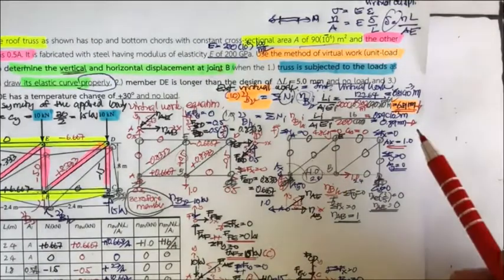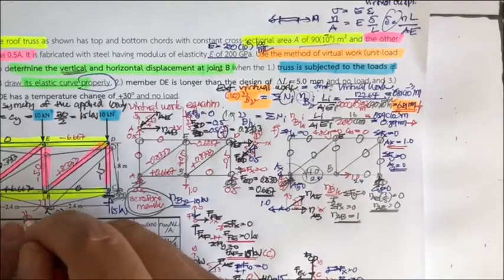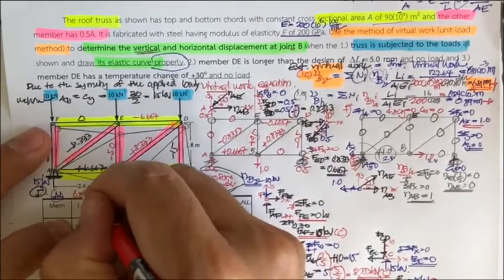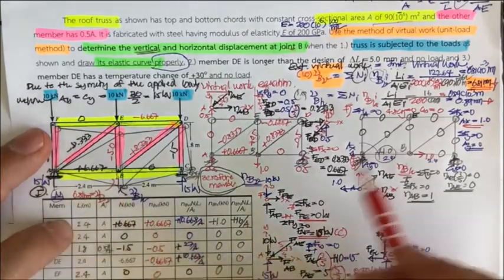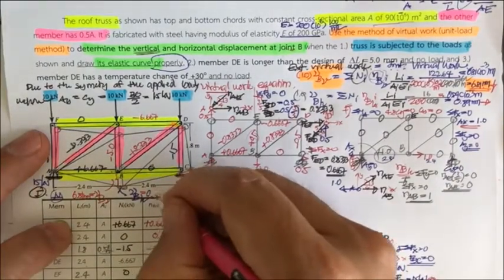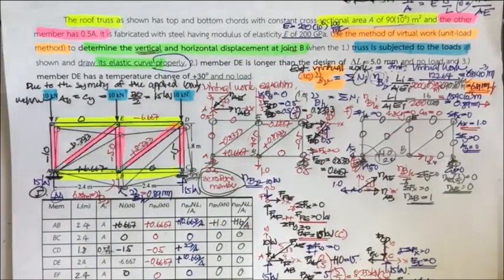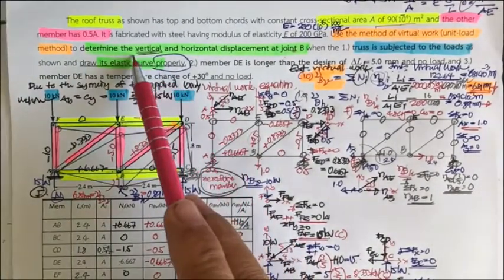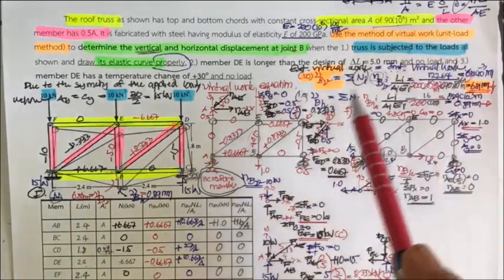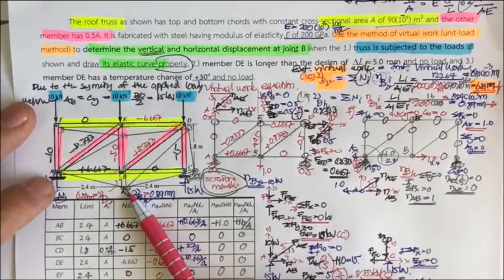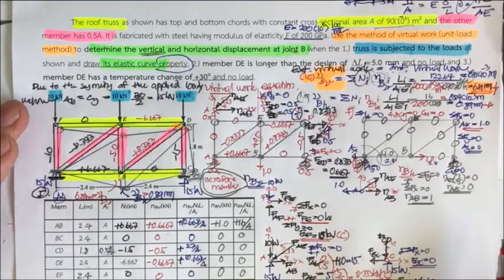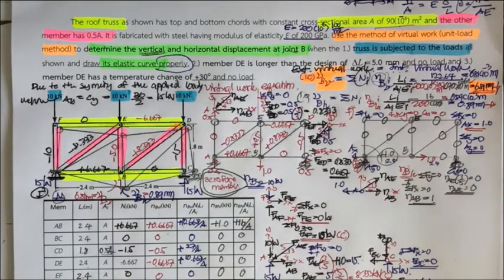Now what we have is the deflection here. This one is 6.81 millimeter, downward. This is to the right, 0.89 millimeter. So that is going to be the vertical and horizontal displacement at B when the truss is subjected to the load shown. And this elastic curve is drawn properly, okay?